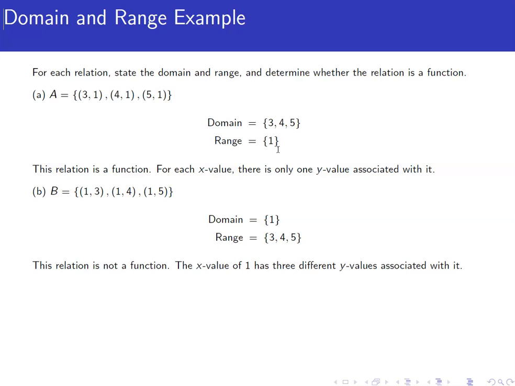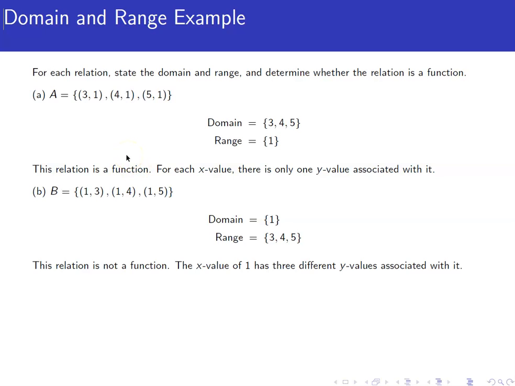We note that this relation is a function because, notice, for the x coordinate of 3, there's only one y value associated with it. It's 1. For the x coordinate of 4, same thing. There's only one y coordinate. It's 1. For 5, there's only one y coordinate. It's 1. It does not say that the y coordinate has to change from x coordinate to x coordinate. It just says that for each x coordinate, there is only one y coordinate associated with it, which is exactly what it is.